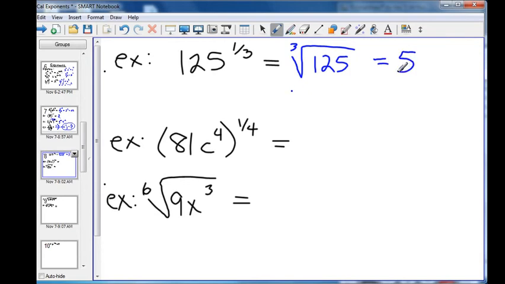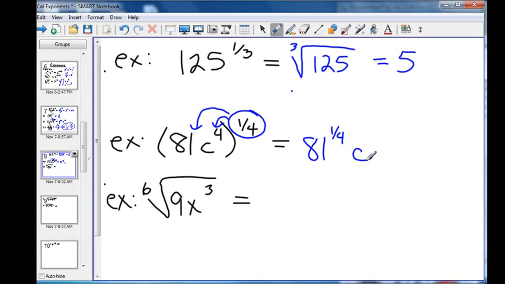Okay, so for this next one, we need to distribute the 1/4 in first. So 1/4 comes in here. Notice there's no exponent there, but there's an understood 1 all the time, if there's not one written. So it's 81 to the 1/4. And then 1/4 times 4 gives me just 1, or to the first. So I can just write c. 4 times 1/4 is 1, so it just leaves me c.